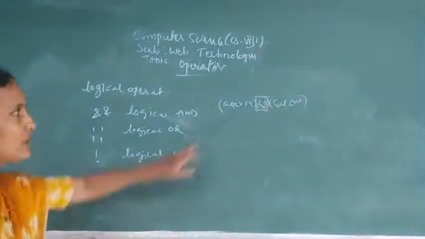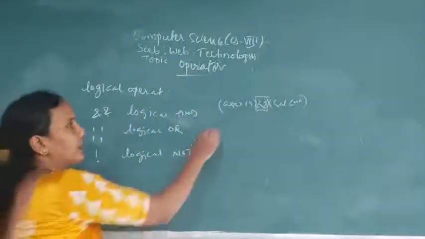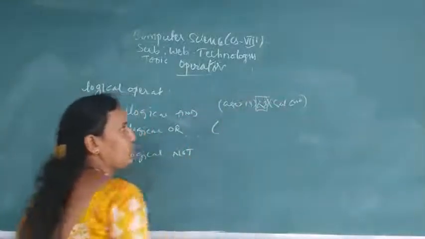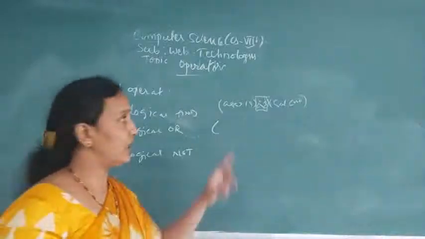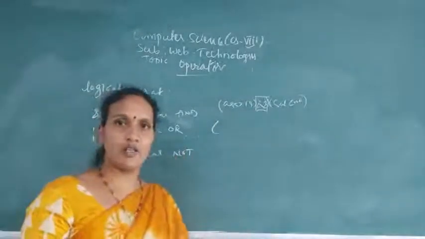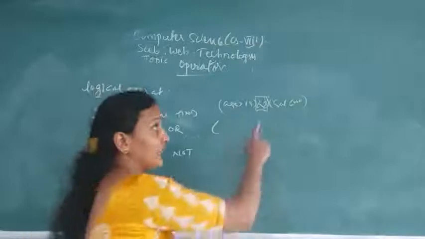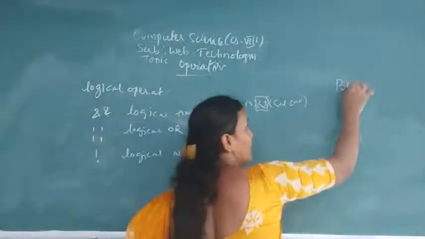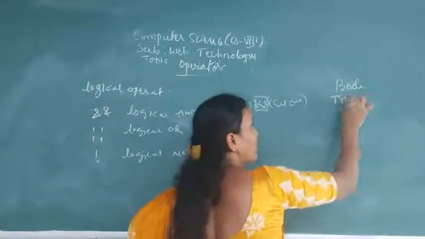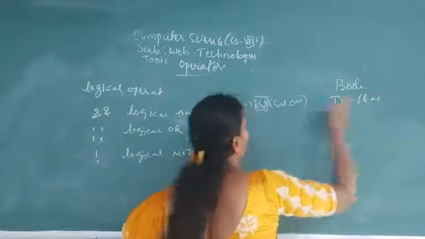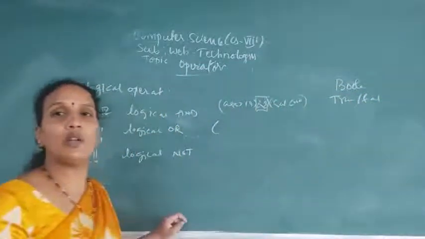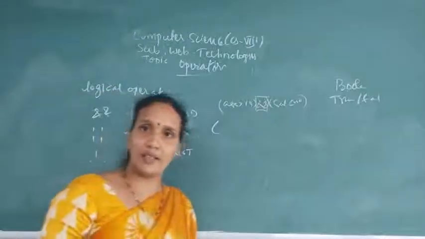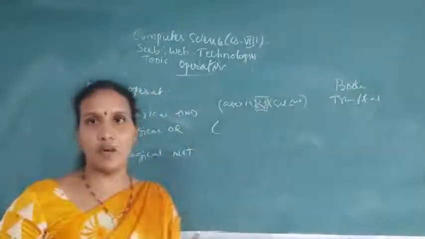Okay, now this is the example for this, and here two conditions should be true, then only you will get a true result. If any one condition is false, then you will get a false result, and it gives the Boolean result, true or false. Right? Here if these two conditions are true, then only you will get a true result. If any one condition is false, then you will get a false result.